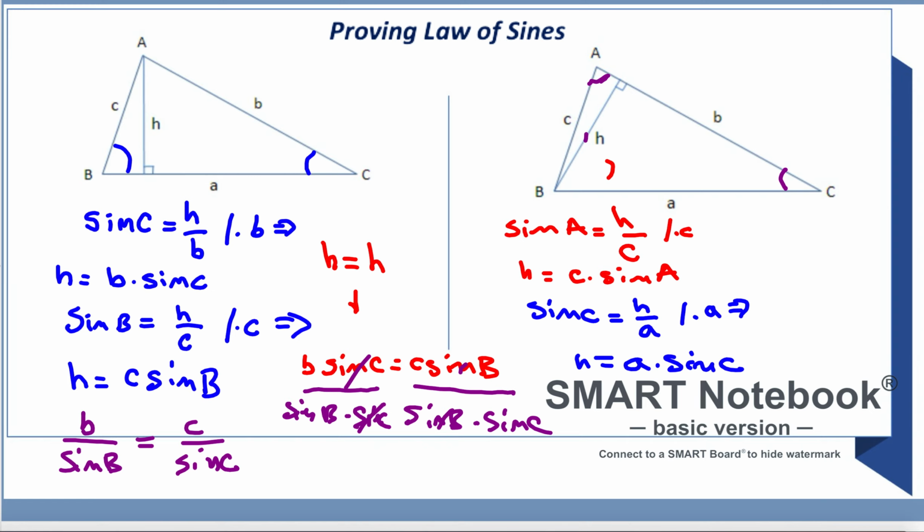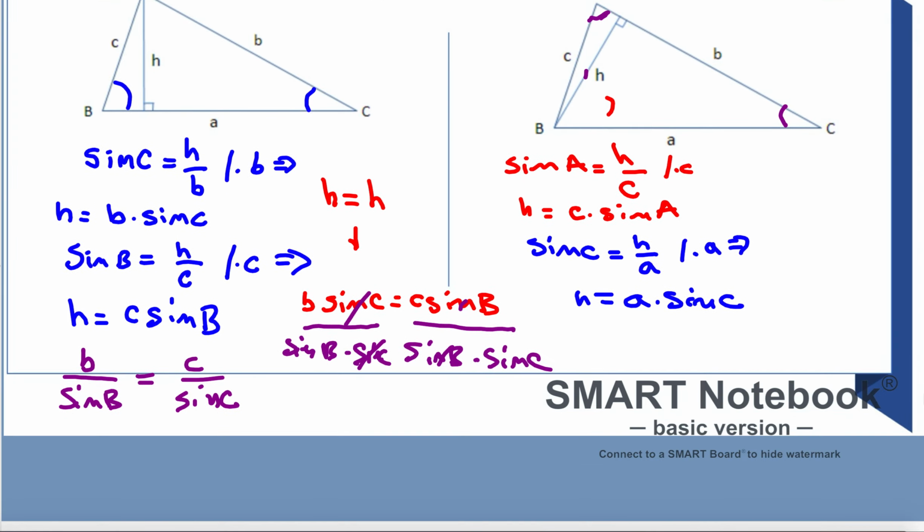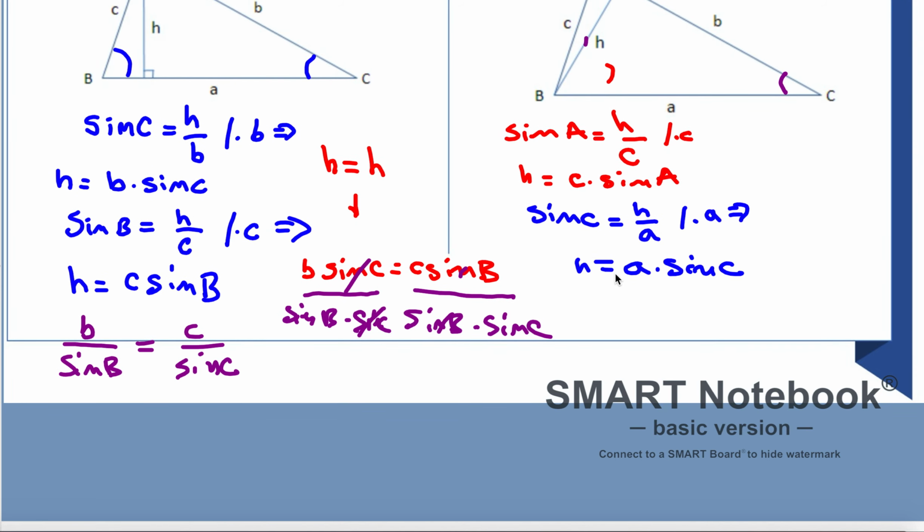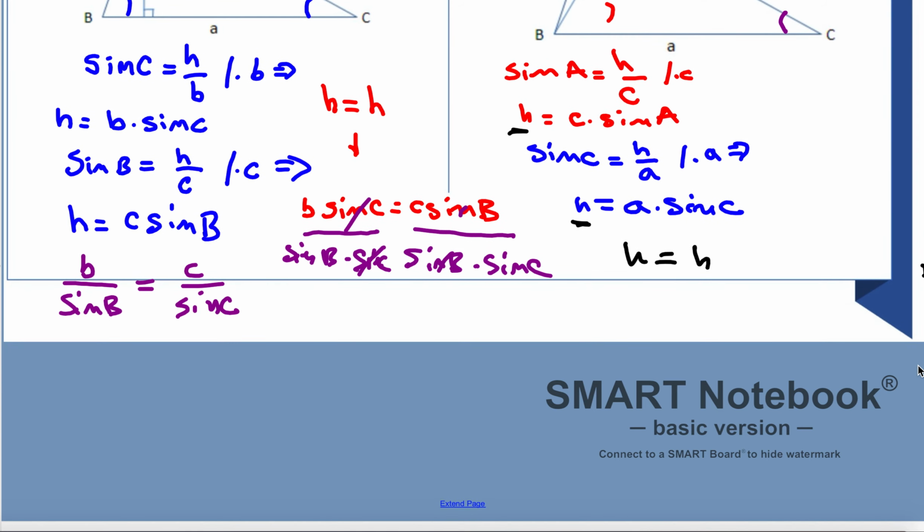Using the same idea, we equate this H with this H. H is equal to H, and instead of H, we substitute C times sine A. So we can write here C sine A is equal to A sine C.